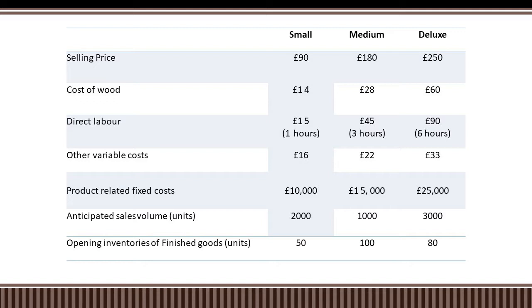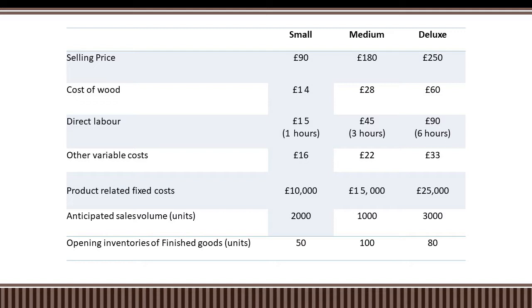Cost of wood is given, direct labor cost, and how many hours it takes per product of small, medium, and deluxe is also given. We can see that deluxe is more time consuming as well as it requires more material. Then we have other variable costs of 16, 22, and 33. Product related fixed costs are also given. Anticipated sales volume in units is given. Small is 2000, medium is 1000, and 3000 is for deluxe. So most of the units are in deluxe.